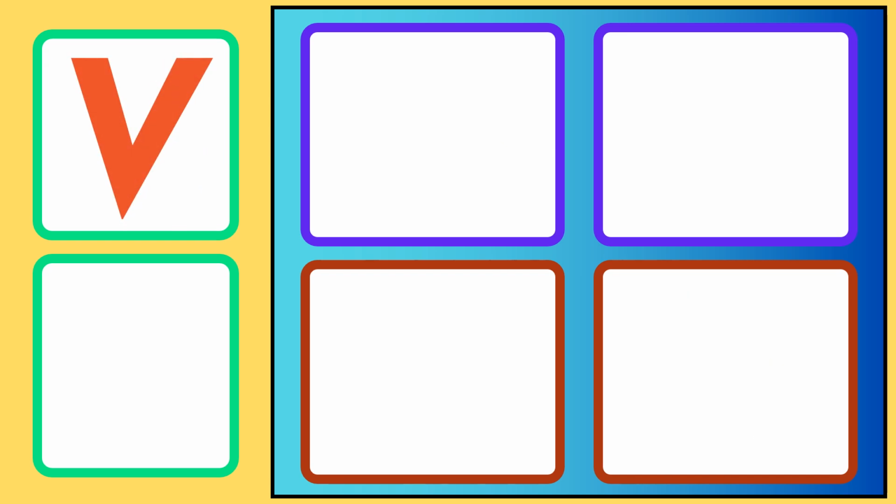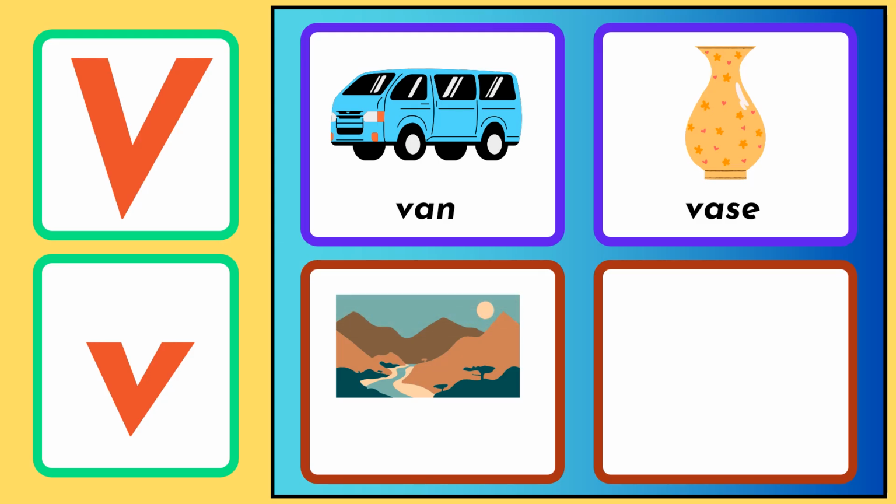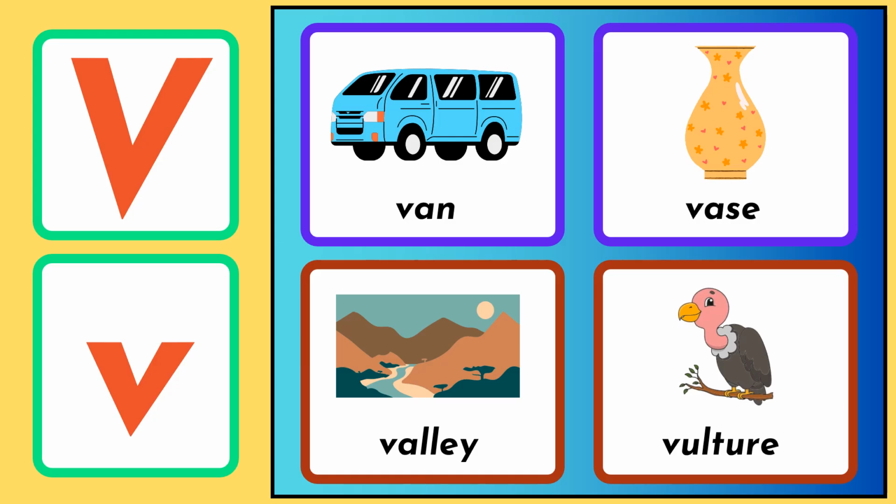Capital letter V. Small letter V. V says V. V is for van. V, vase. V, valley. V, vulture. V.